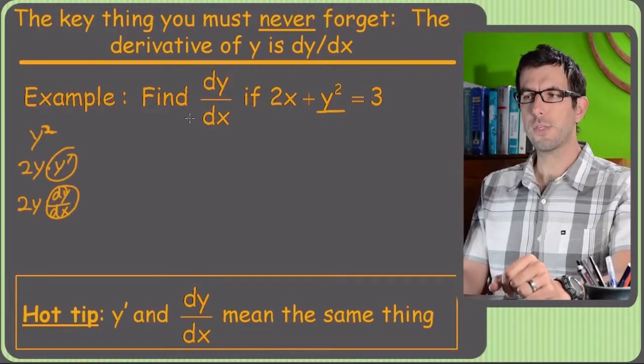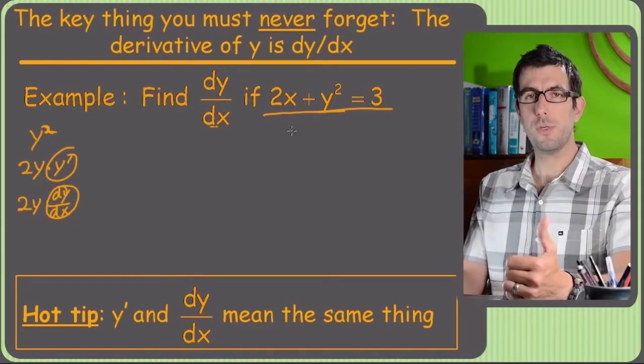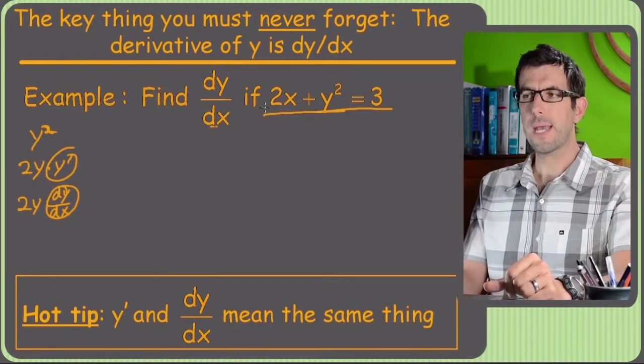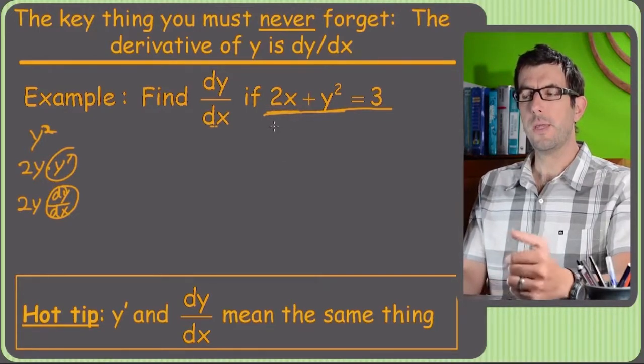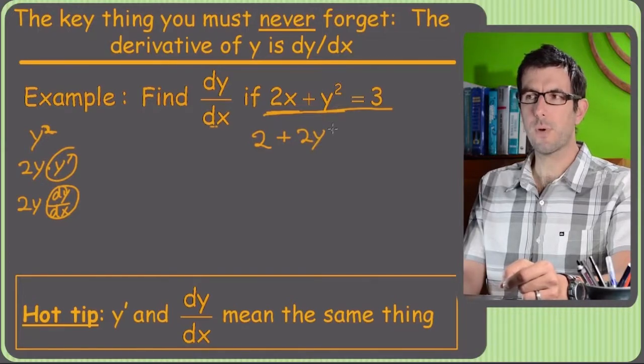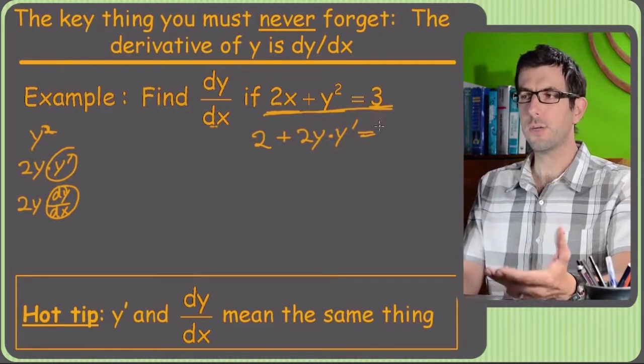All right, so the question is: find dy dx or y prime from this equation. The first thing to always do is just take the derivative of the function. Any x terms are just going to do the usual thing. The derivative of 2x is just 2. But y terms, like I said a second ago, we've got to write 2y, which is the derivative of y squared, but then we have to write times y prime. And that is the thing that's easy to forget. And then, of course, the derivative of 3 is still 0, just like always.